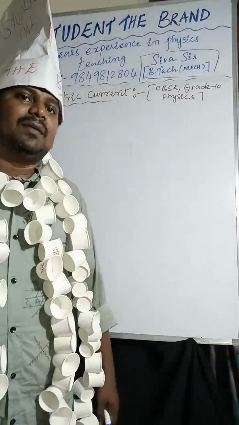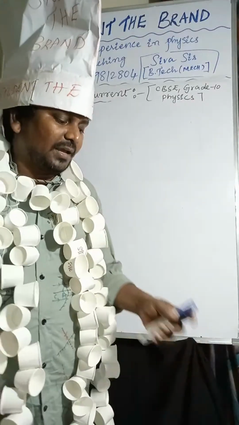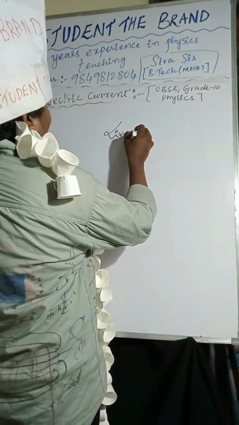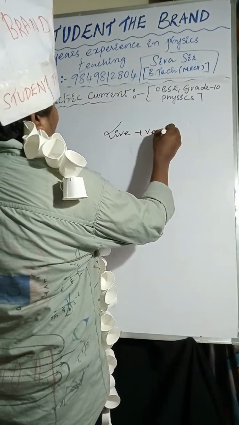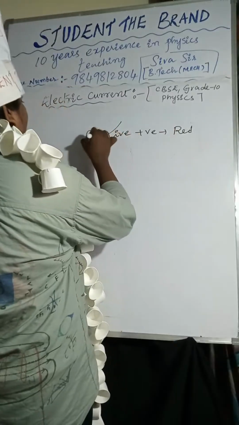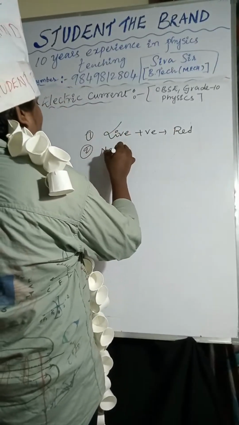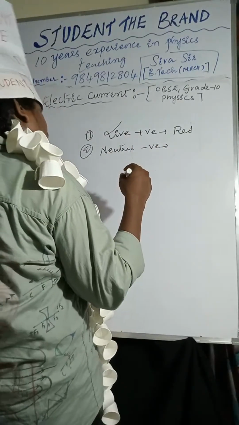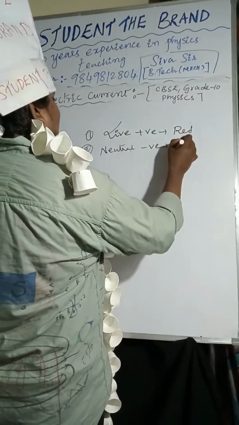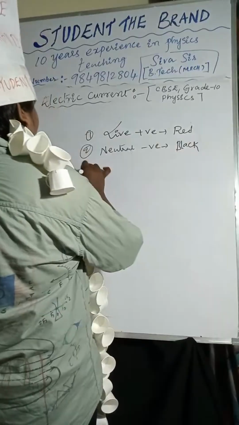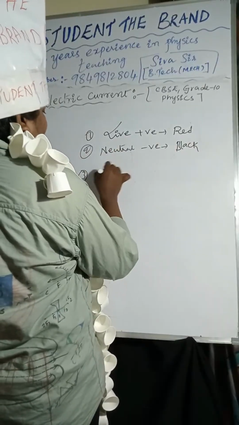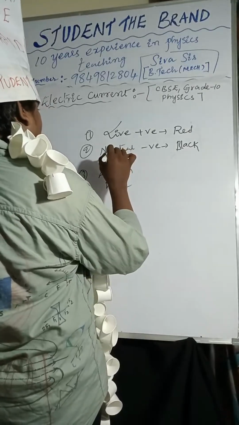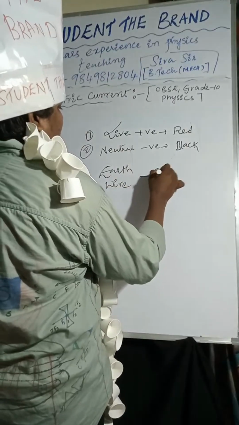Coming to the live wire and neutral wire. The live wire is the positive terminal, red in color. The second one is the neutral wire, which is black in color. And the third one is the earth wire, which is green in color.